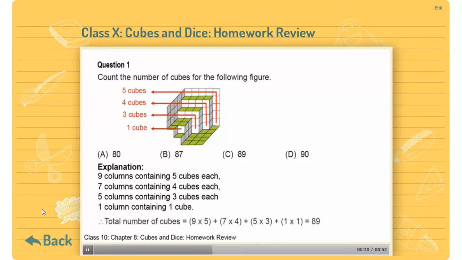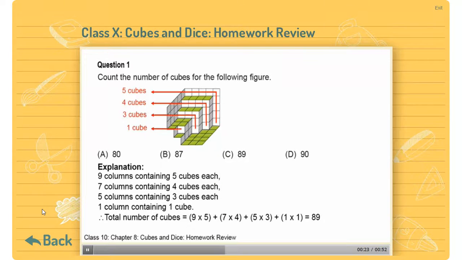Total number of cubes is 9 into 5 plus 7 into 4 plus 5 into 3 plus 1 into 1, which equals to 89. Hence, the correct answer is option C.